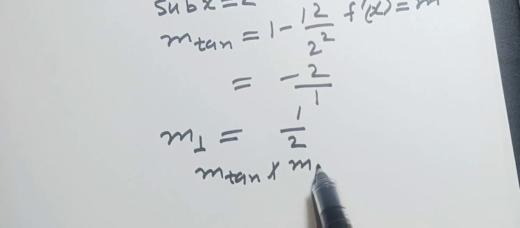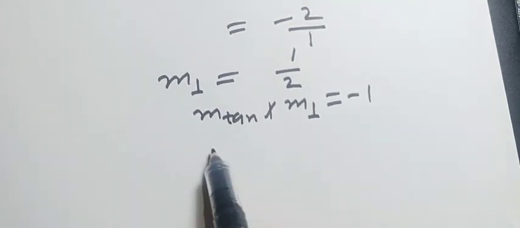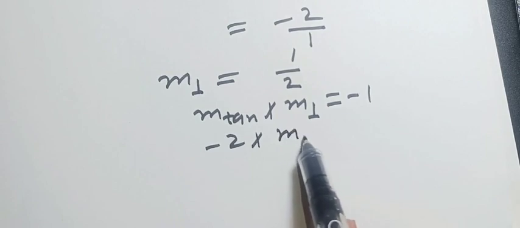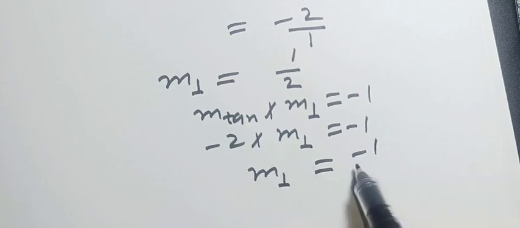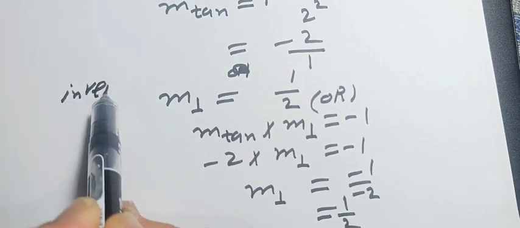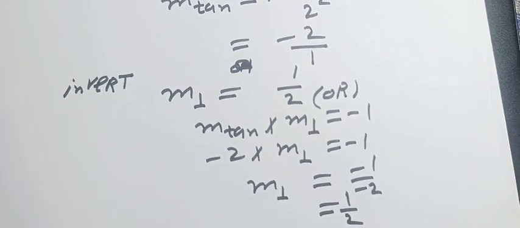m tangent multiplied by m perpendicular is equal to negative 1. The m tangent we have already, which is negative 2, multiplied by m perpendicular is negative 1. So the gradient of the perpendicular line is negative 1 divided by negative 2. The answer is 1 over 2. Same answer, you can use either way. This is the invert method, the first one, and the second one I put in the formula. You can use any method, the answer is going to be the same.